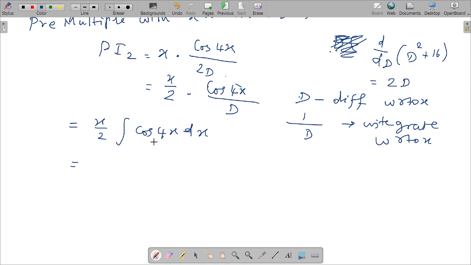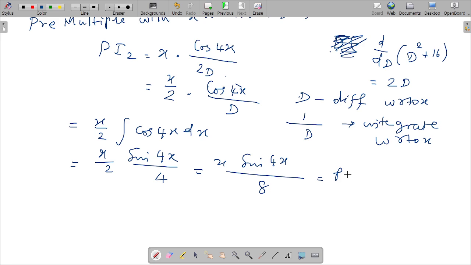If you integrate cos, you know that the integration of cos x is sin x. So x by 2 sin 4x by 4. That means you will get x sin 4x by 8. It is the particular integral 2.